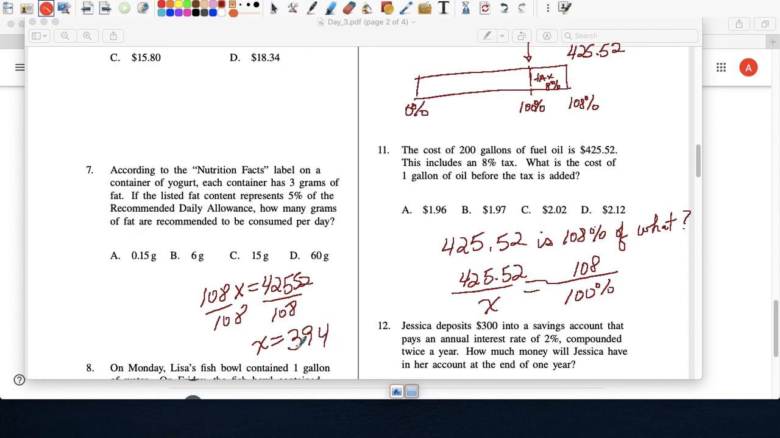We're still not done, right? Because that's the price of 200 gallons without the tax. Now that I know the price without the tax, I take $394 and divide that by the 200 gallons, because I want the price of 1 gallon. So 394 divided by 200, two steps here, equals $1.97. So this 394 represents all 200 gallons of fuel before tax.